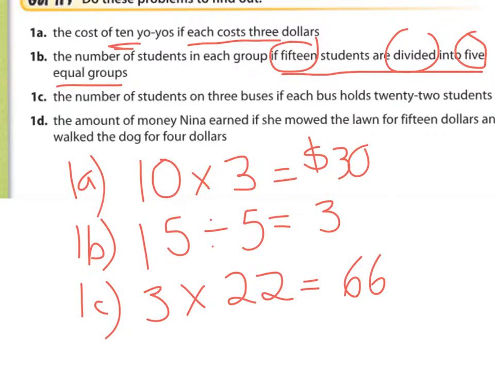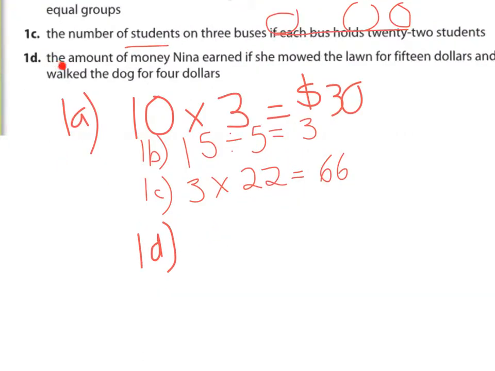And 1d, the amount of money Nina earned if she mowed the lawn for $15 and walked the dog for $4. So it sounds like she only mowed the lawn one time and she walked the dog one time. So these terms are only expressed once. So we have $15 and we're looking for the total amount of money. So she mowed the lawn, earned $15, and then she walked the dog and earned $4.